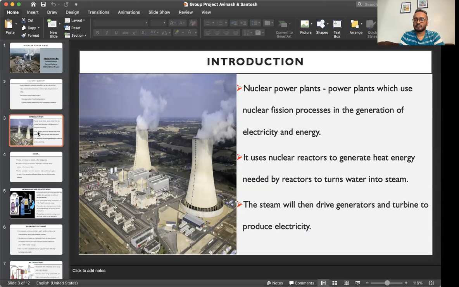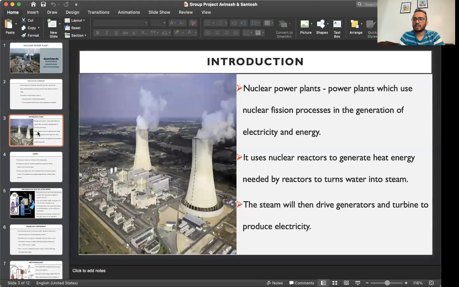Nuclear power comes from nuclear fission. Nuclear power plants heat water to produce steam, and they use the nuclear fission process in the generation of electricity and energy. It uses a nuclear reactor to generate the heat energy needed to turn water into steam. The steam then rotates the generators and turbine to produce electricity.